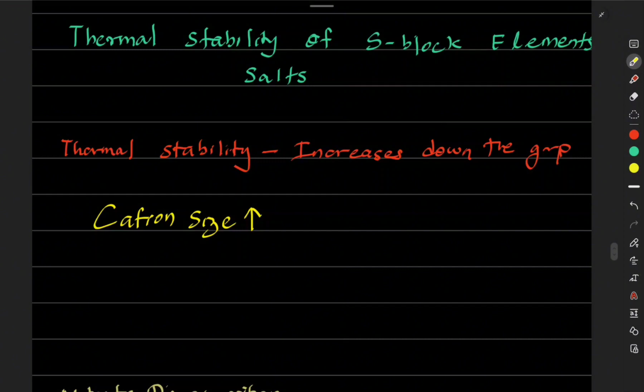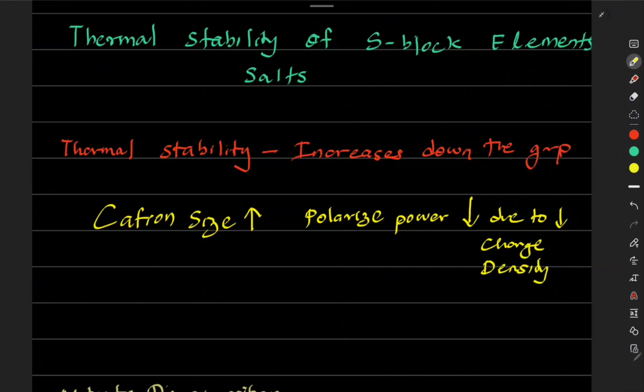And the polarizing power of the cation decreases down the group. Cation polarizing power decreases due to the decrease in charge density. This is the reason for thermal stability increase down the group. Cation size increases, polarizing power decreases due to the charge density decreasing.